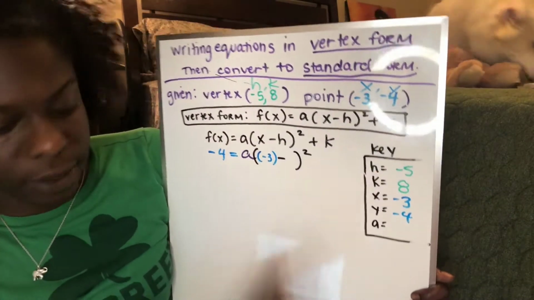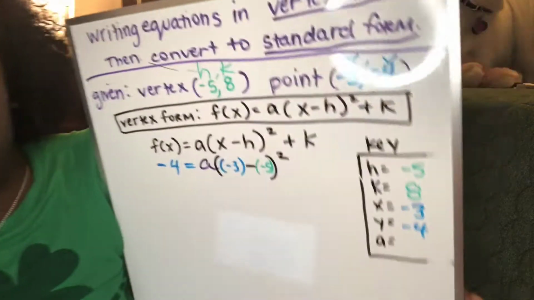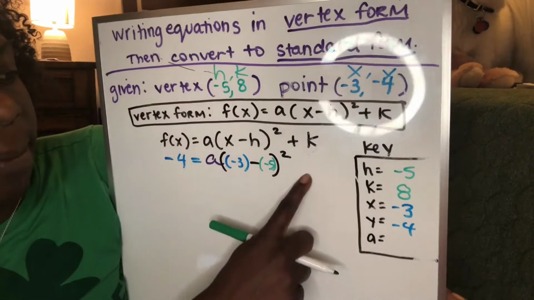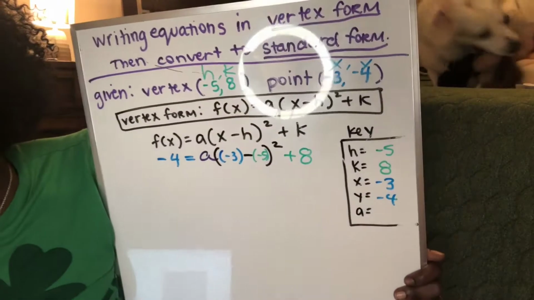And my h value is -5, so I'm also going to put that in parentheses too. Hopefully that doesn't look too crammed. And then my plus k, I'm going to add 8, okay?